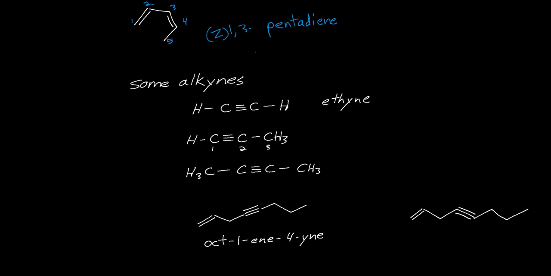Just briefly mentioning some alkynes, we have ethyne, so alkynes have the -yne suffix, common name acetylene, which doesn't really make any sense in any naming sense. But that's acetylene, like what's used in acetylene torches. This is a propyne, 1-propyne. This is a butyne, 2-butyne.